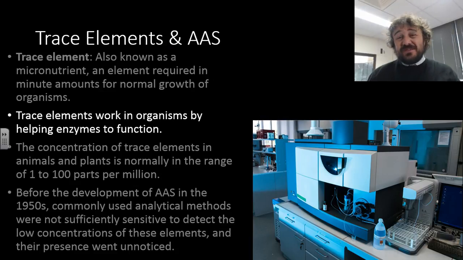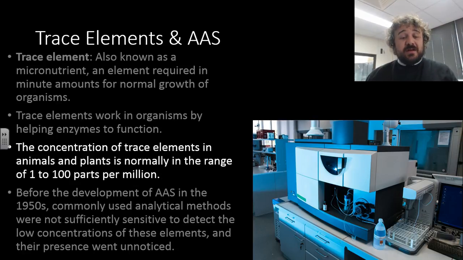They tend to work in organisms by helping the enzymes do functions. So iron, for example, with hemoglobin, is a trace element. The concentration's really, really low. It's usually between 1 to 100 parts per million. That's a really small amount.